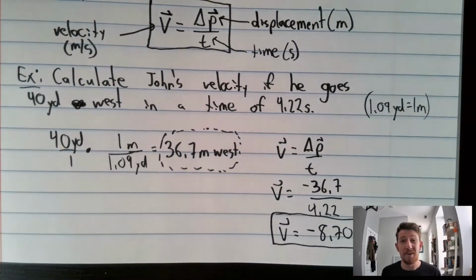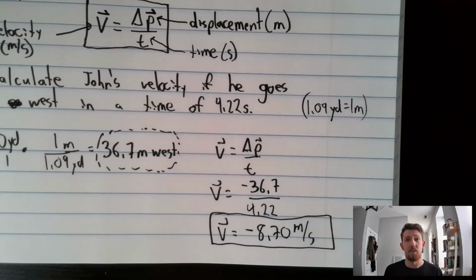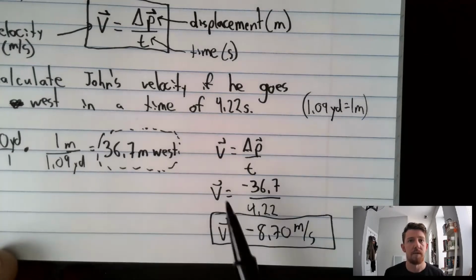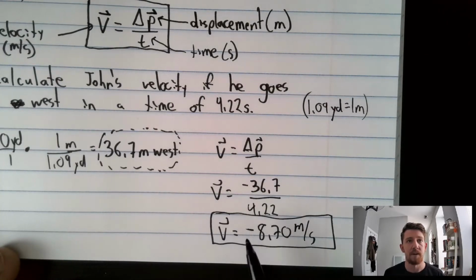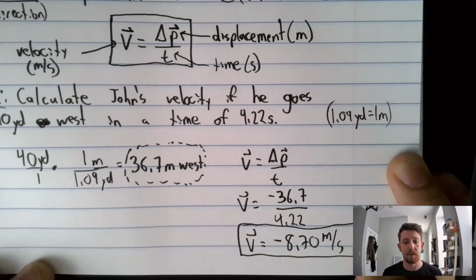Some other ways you could write that answer would be 8.70 meters per second west. So you either need the negative or the west. You shouldn't do both because then you kind of have a double negative there. Long story short, velocity has to have a direction, just like displacement does.